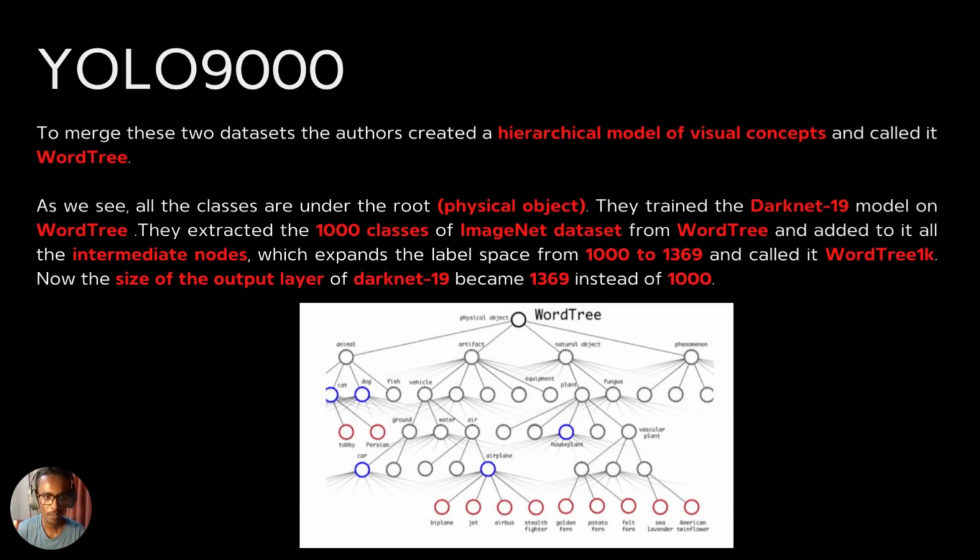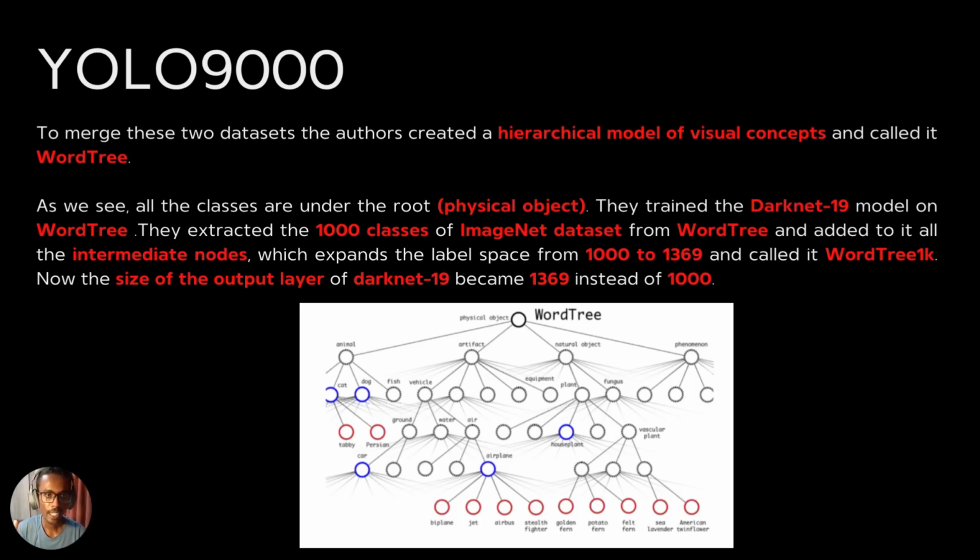To merge these two datasets, the authors created a hierarchical model of visual concepts and called it a WordTree. They came up with a genius plan of creating a hierarchical model. As we can see from the image below, all the classes are under the root, and the root of the graph is going to be a more abstract term. Let's say the root node is going to be a physical object.